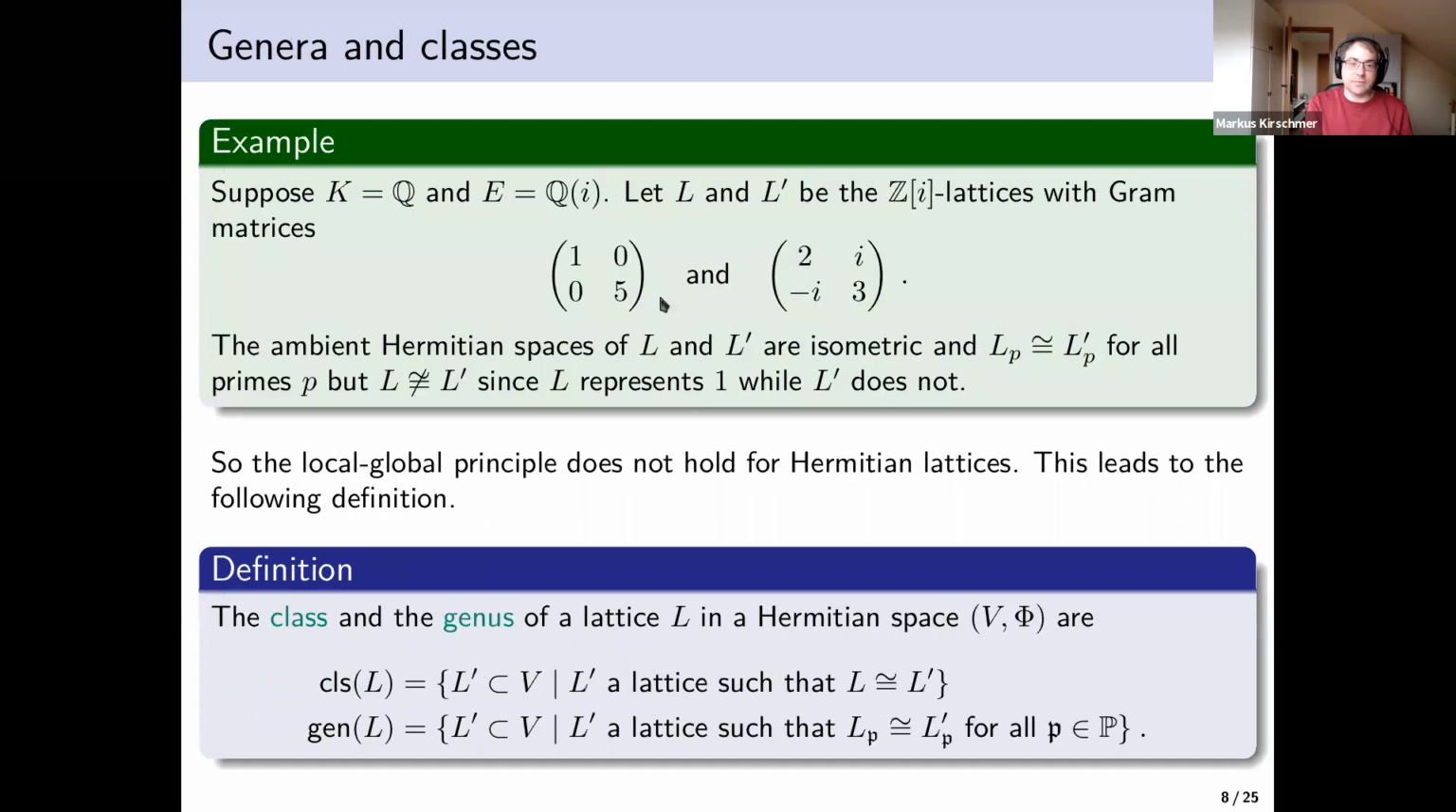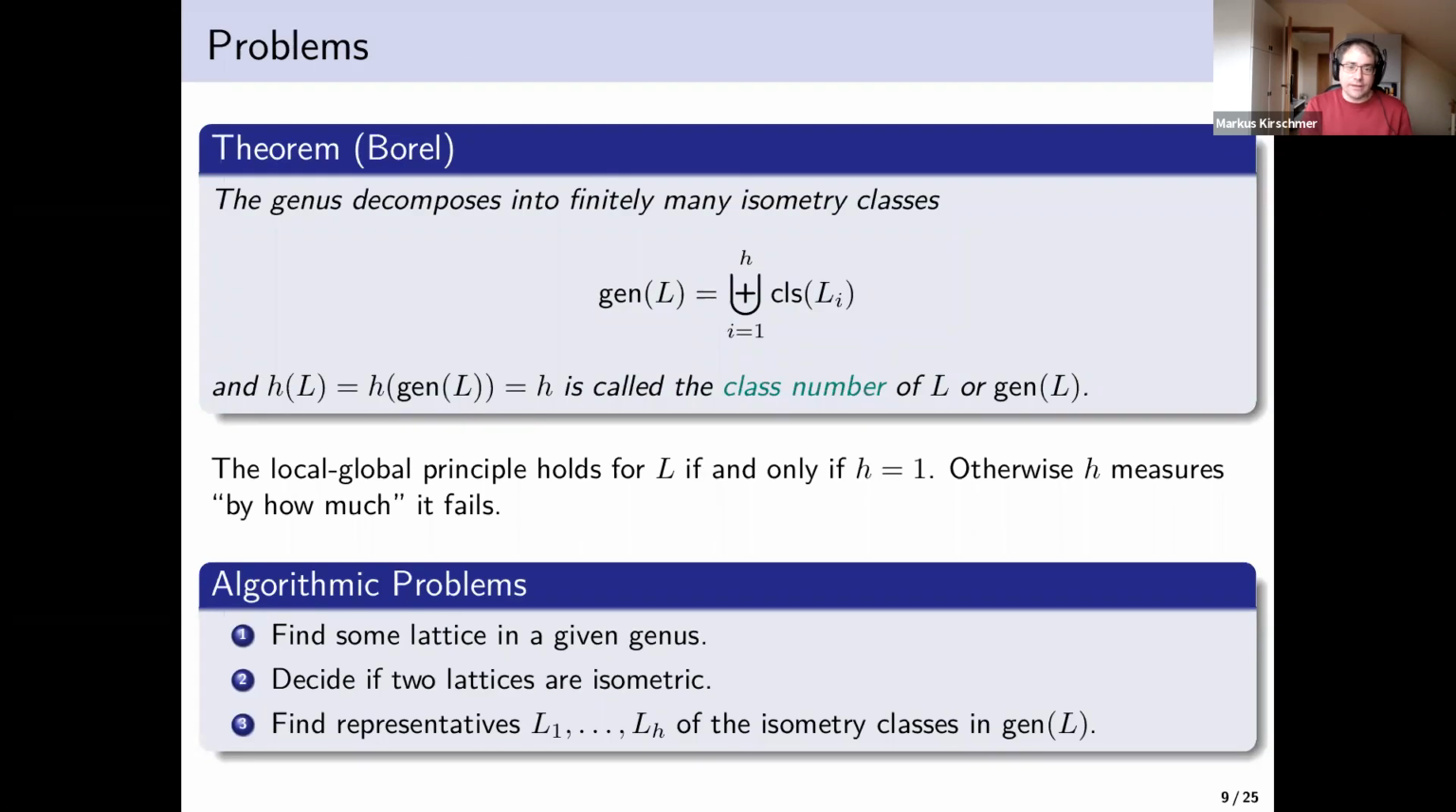So in the previous example, the genus here consists of two isometry classes, and these are precisely the representatives for these two classes. So just like in this ideal class monoid, the genus more or less describes how far my lattice is away from having the local-global principle. So it's a measure for how far we are away from having a local-global principle. That's exactly the same idea.